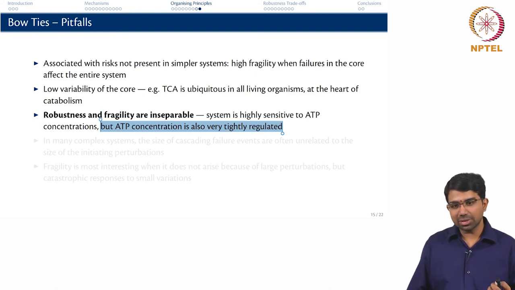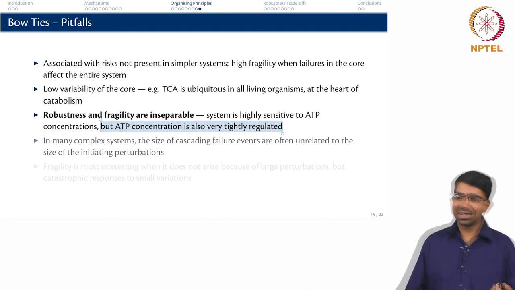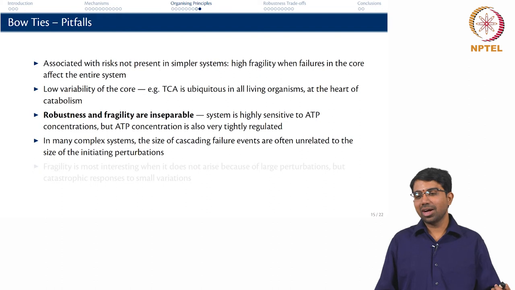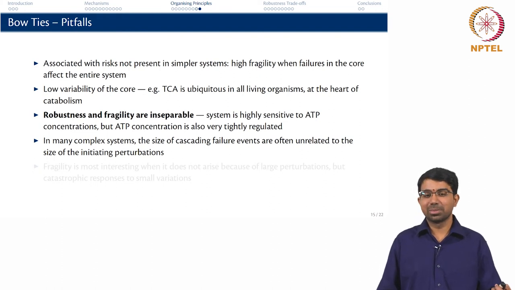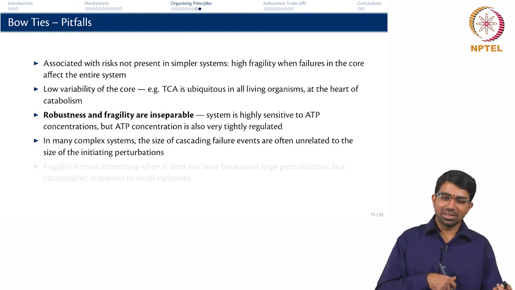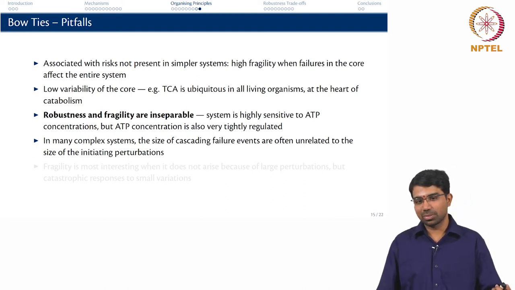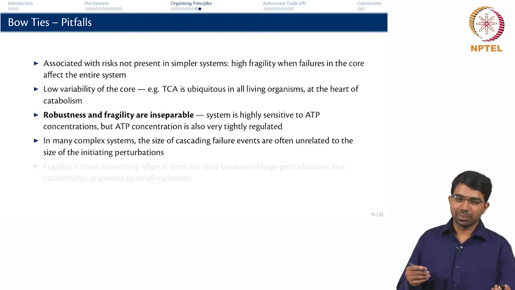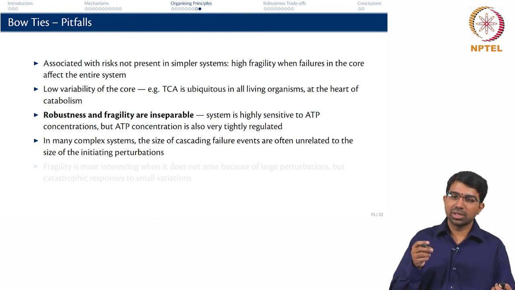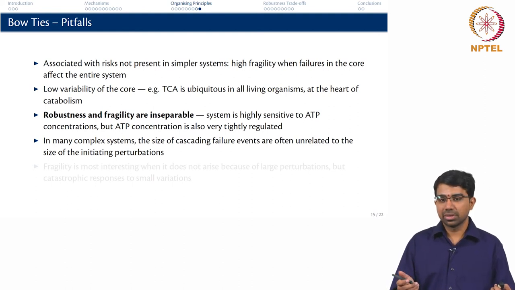So, a scale free network is robust because of its hubs and is fragile because of its hubs. Very interestingly, in many complex systems, the size of cascading failure events are often unrelated to the initial perturbation. You can have a small change in something which will lead to a completely massive change in the output, almost like a chaotic system, right. So, this is why there are certain axes on which the system is highly, highly sensitive. Overall, the system is very robust, but there are certain axes.